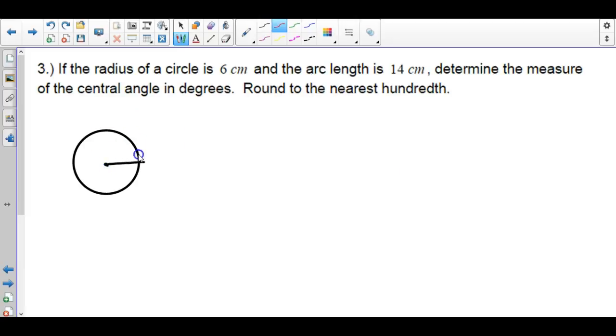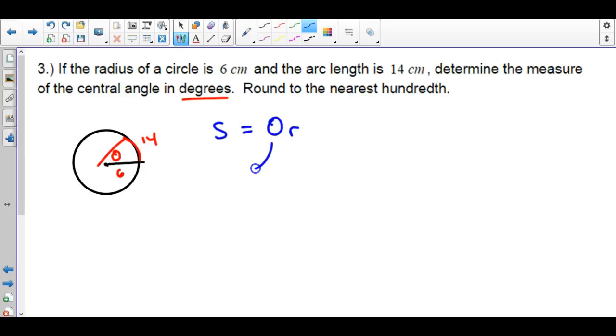So I have no clue what that is. I know my radius, so this could be 14. My radius is 6 centimeters. And we want to know basically what the angle measure theta is, except it wants to know the angle measure in degrees. So the formula that I'm going to drop on you is arc length, which is the letter S, is equal to theta times r.